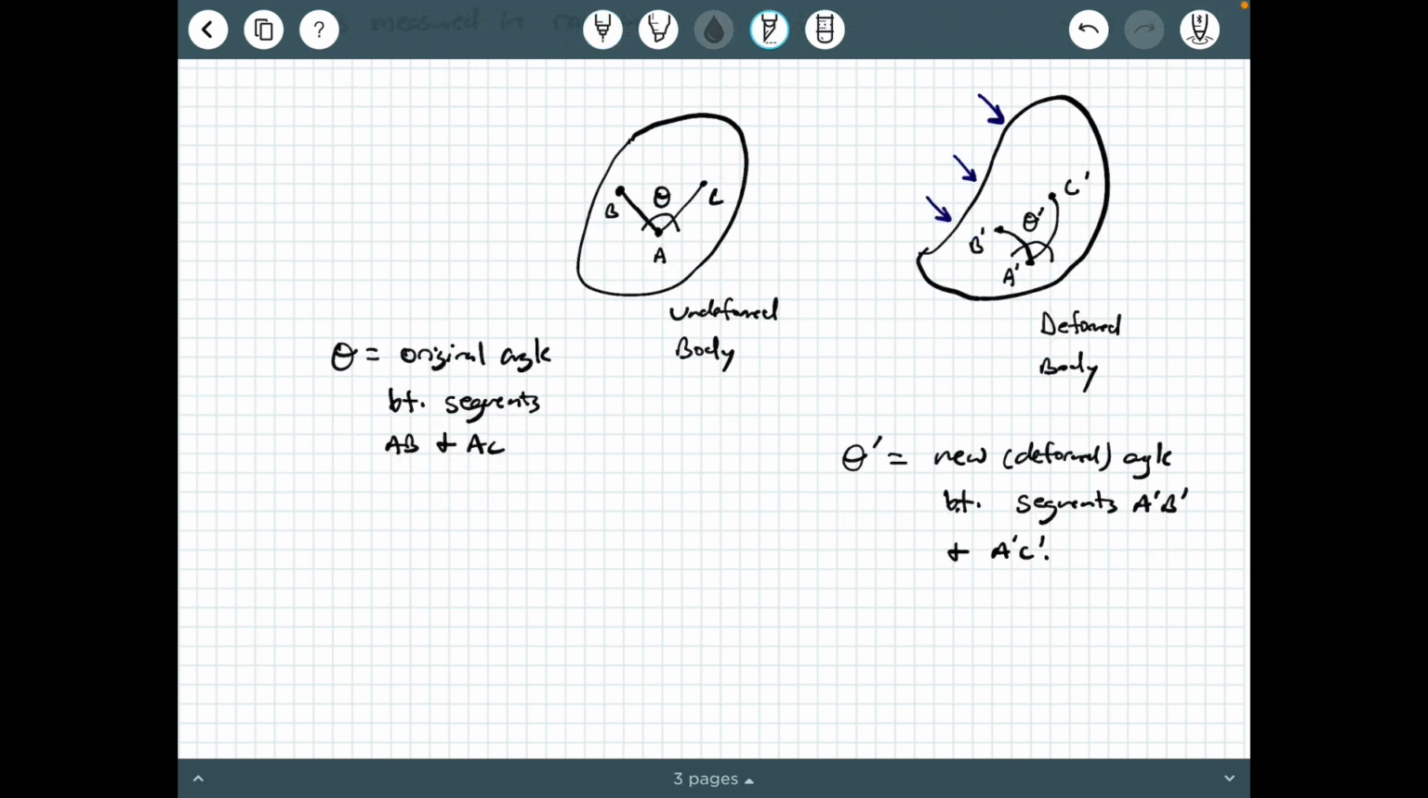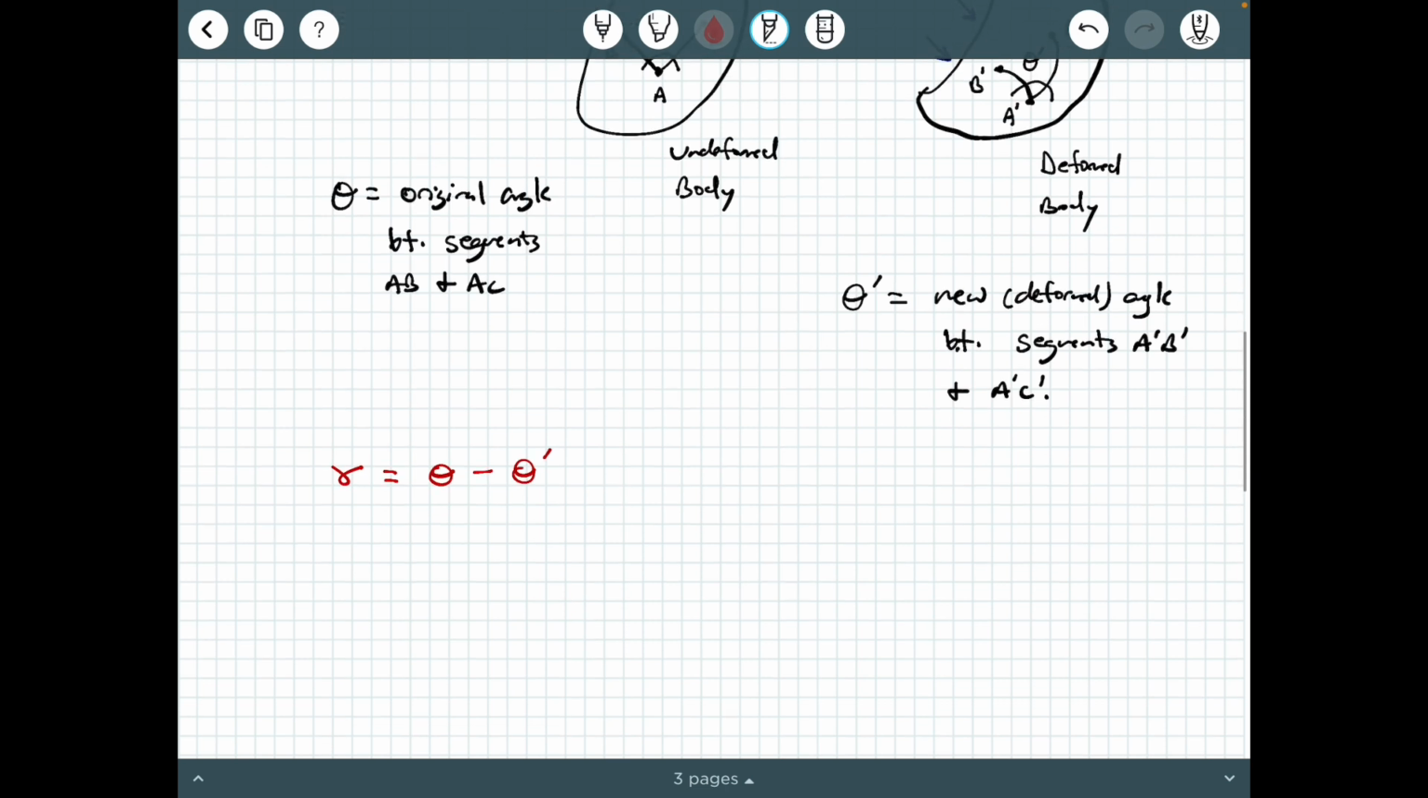So what is that shear strain? The shear strain is going to be the change in angle between the original angle and the new angle, between theta and theta prime. So we're going to write this as gamma equals theta minus theta prime. This is what we typically see in a lot of mechanics of materials textbooks. Some people might express this as theta prime minus theta, but to be consistent with a lot of textbooks, I'm going to stick with the original angle minus the deformed angle.